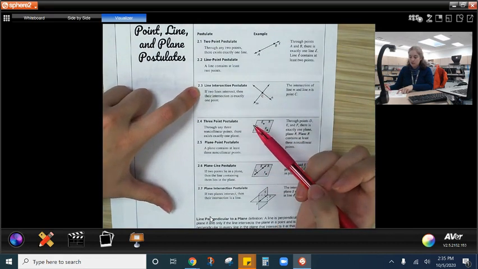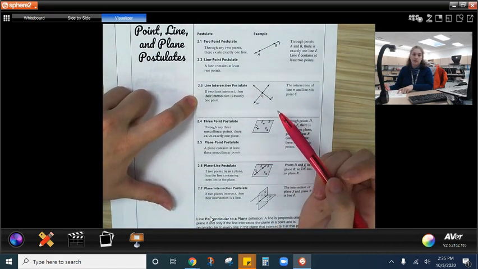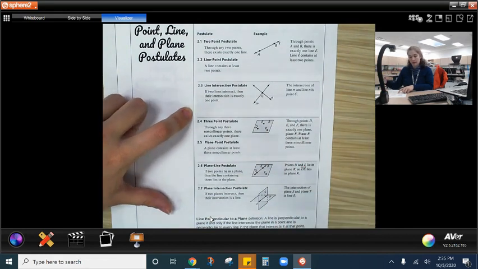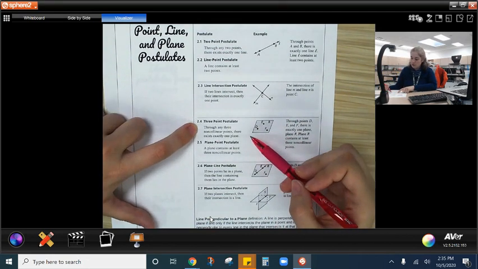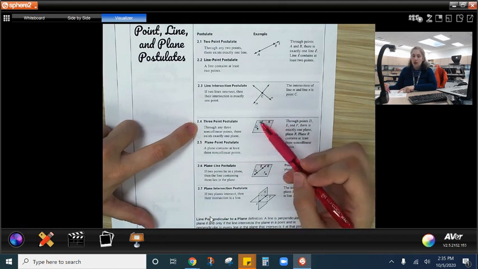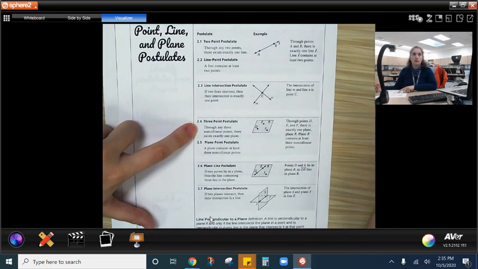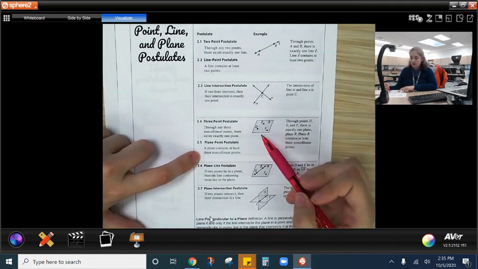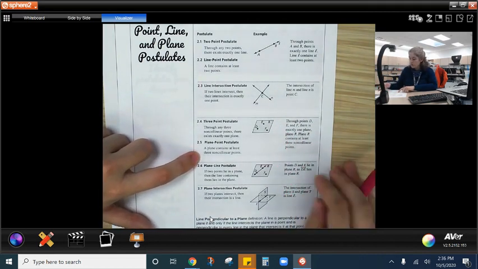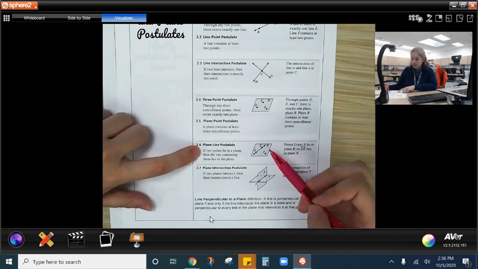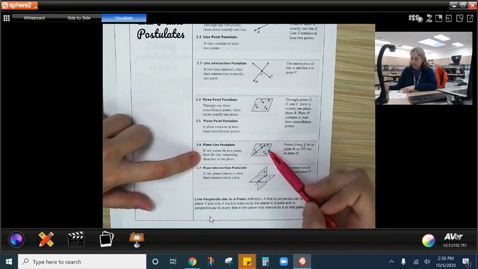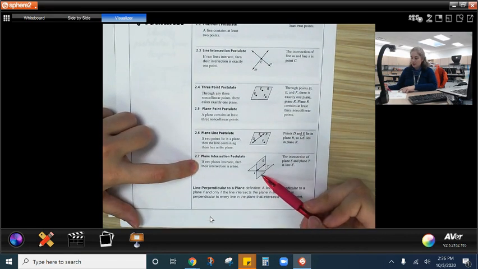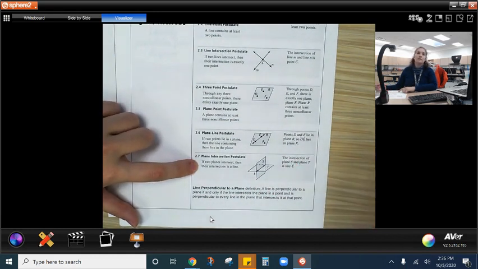The line intersection postulate says if 2 lines intersect, then their intersection is exactly 1 point. Again, going back to chapter 1. The 3-point postulate, so we can use any 3 non-collinear points, and it will form a plane, exactly 1 plane. Or we have a plane contains at least 3 non-collinear points. The plane line postulate says if 2 points lie in a plane, then the line connecting them lies in the plane. And the plane intersection postulate says if 2 planes intersect, then their intersection is a line.